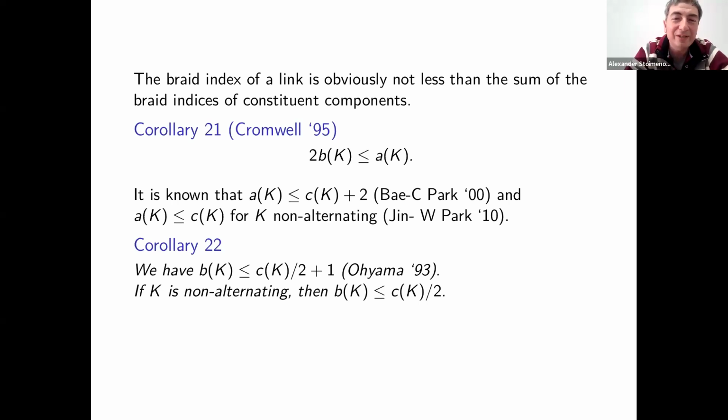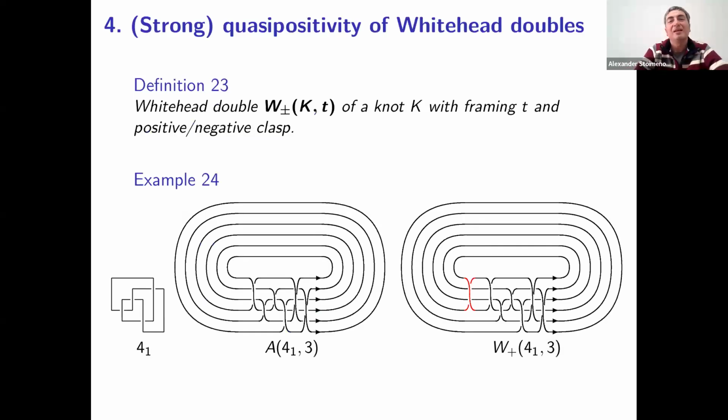Okay. So anyway, Jin and W Park improved this result for non-alternating. Again, a consequence of this is that you get an improvement of Ohyama's braid index inequality when you have a non-alternating knot. So in that case, this plus 1 can be omitted. So the braid index is actually less than or equal to the crossing number over 2. This is something that you cannot get from Ohyama. But this is just a useful remark.